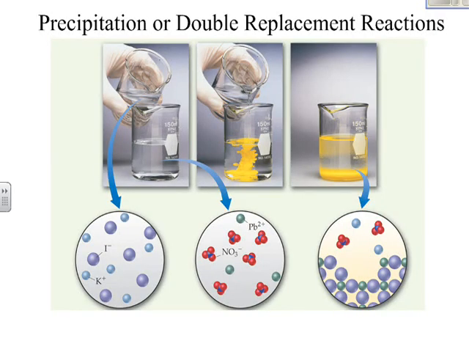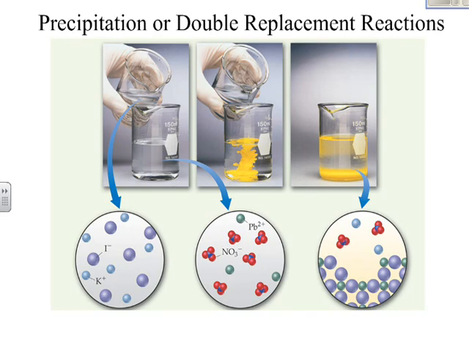Precipitation or double replacement reactions. You can see in the picture, our macroscopic view, we have two clear colorless solutions on the left. When we start to pour those together, we get a yellow substance forming. That yellow substance actually is a solid. You can tell by it being so cloudy, and after a while the solids settle into the bottom in the picture on the right.